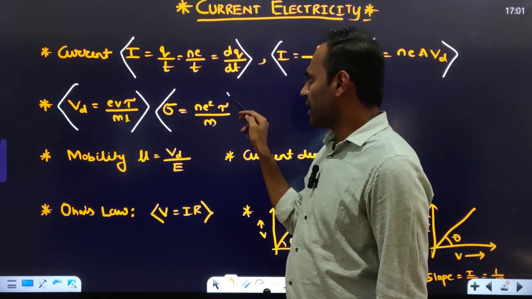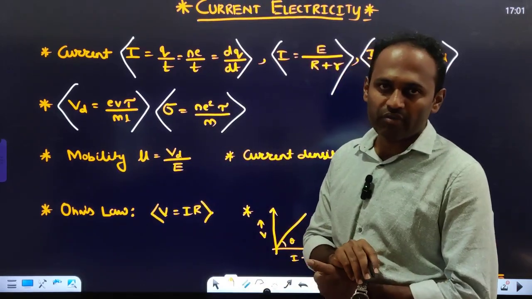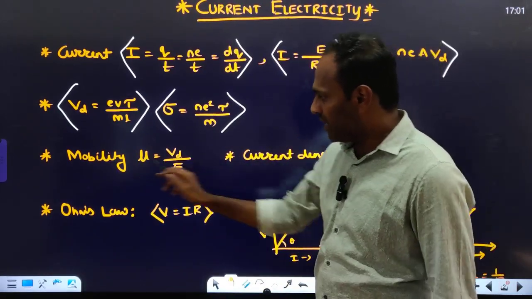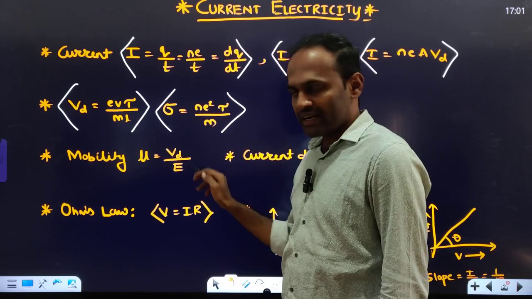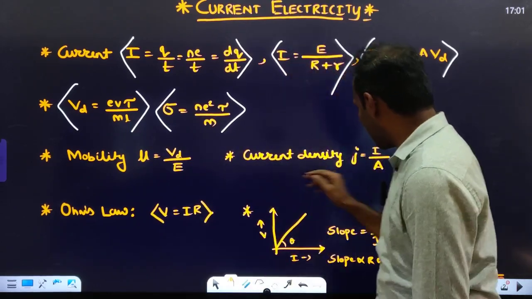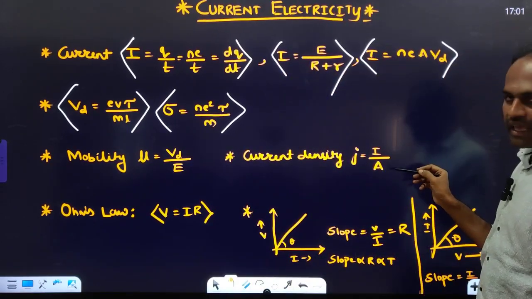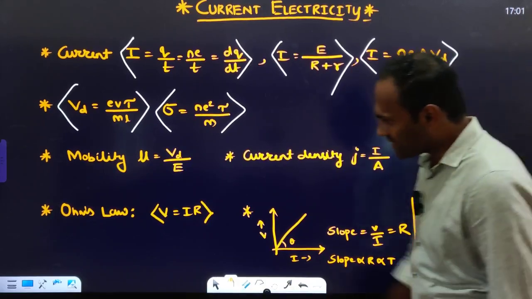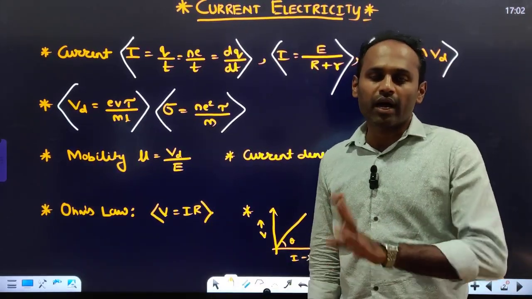This is the expression for conductivity. Conductivity is equal to N e square tau divided by m. Right? Next, mobility. Mobility is drift velocity per unit electric field. Current density. Current density is current by area, current per unit area.